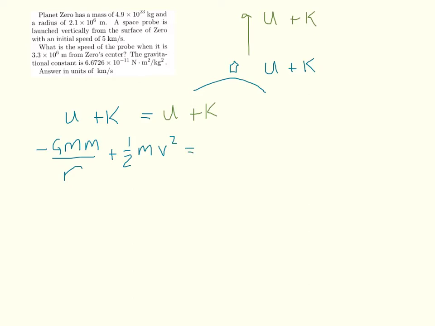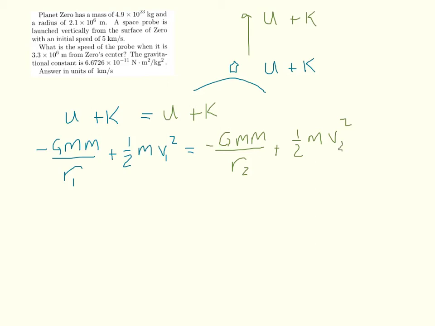And that's going to equal the same gravitational constant times the mass of the planet times the mass of the probe divided by the new height, so I'll call that R2, and also the kinetic energy, which is 1/2 the mass of the probe times the velocity of the probe squared. That's the new velocity of the probe. So really, this should be R1, this should be V1, this should be R2, and this should be V2.